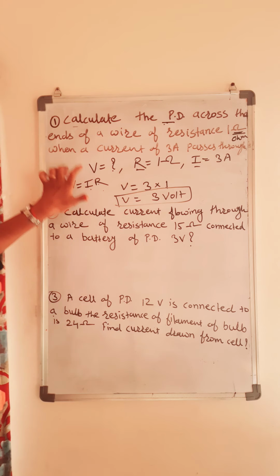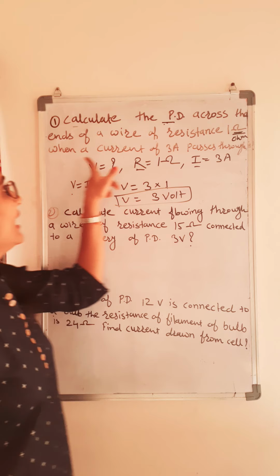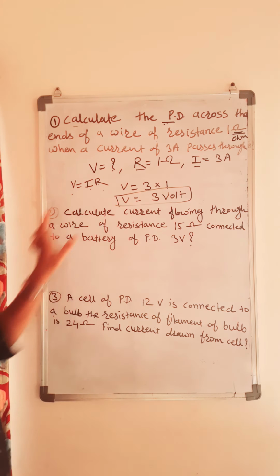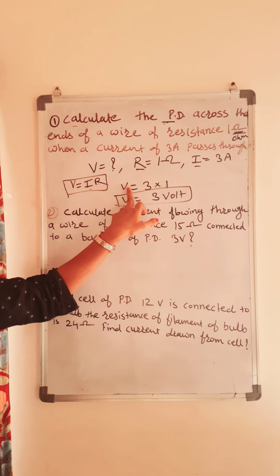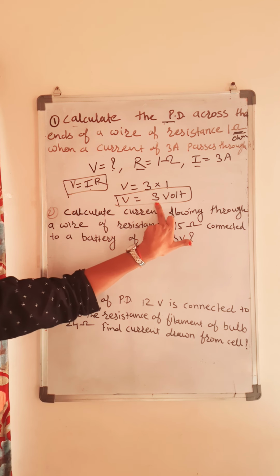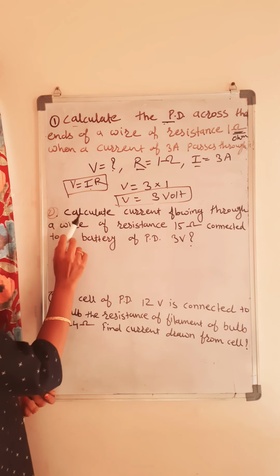How did we calculate? We had to calculate the potential difference. Resistance is given as 1 ohm and current is given as 3 ampere. We just put the values in this formula, V is equals to 3 into 1, and you got V as 3 volt. Okay, now come to the second.